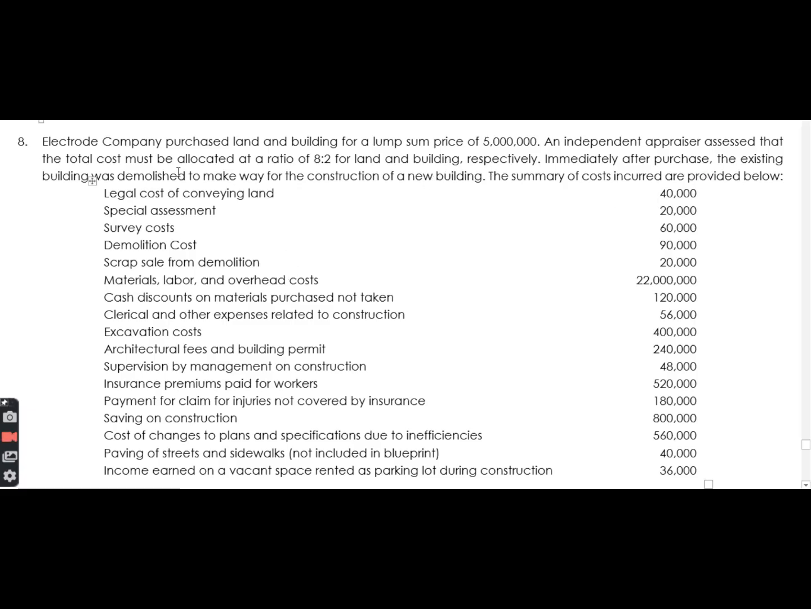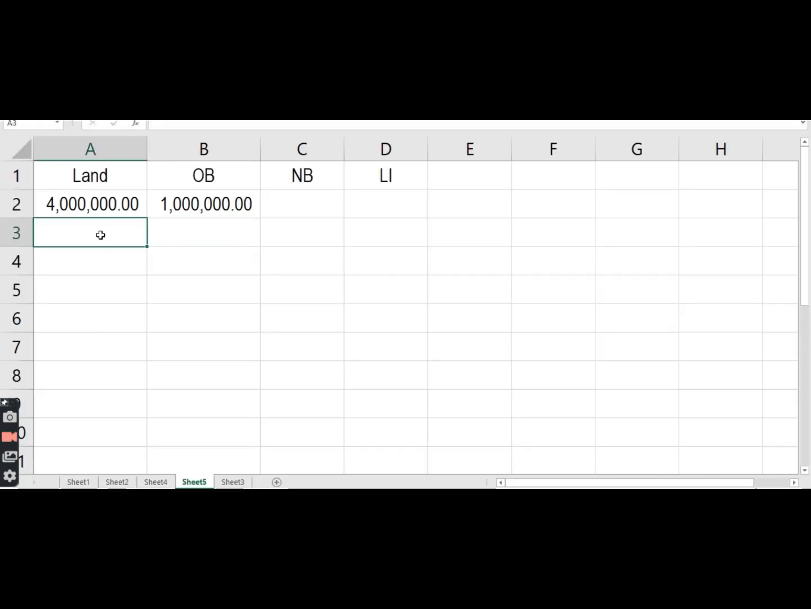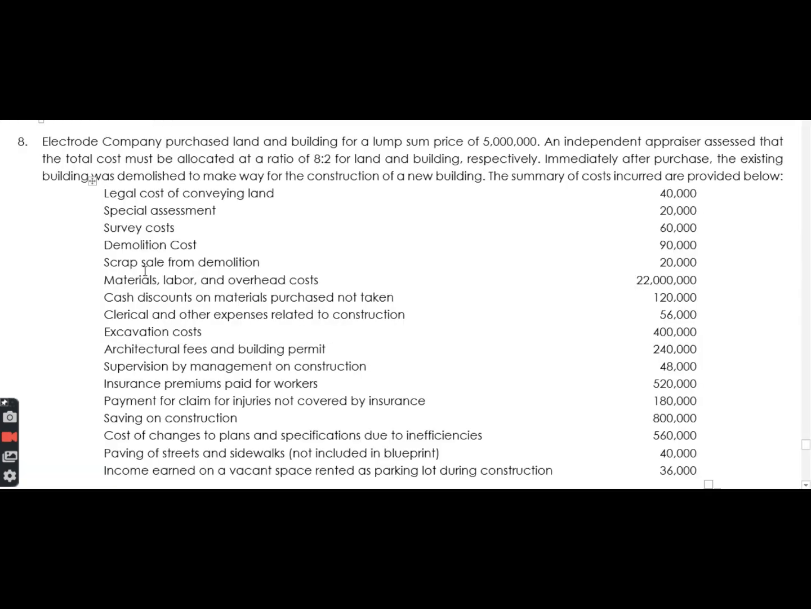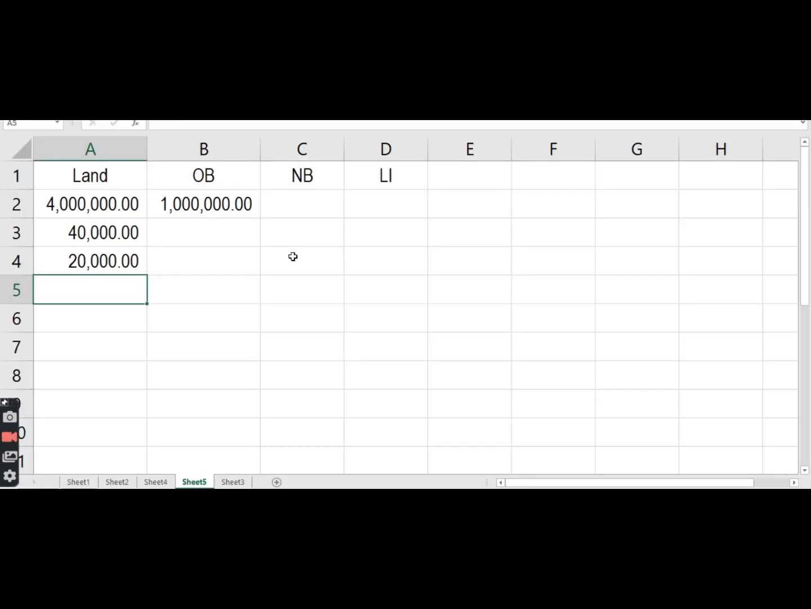Immediately after purchase, the existing building was demolished to make way for the construction of the new building. So, later on, whatever cost that is associated with the demolition will be capitalized to the new building. The summary of costs incurred are provided below. So, una, legal cost of conveying land. So, saan i-capitalize yan? Doon sa land. So, 40,000 dito. Special assessment na 20,000, sa land din yan.